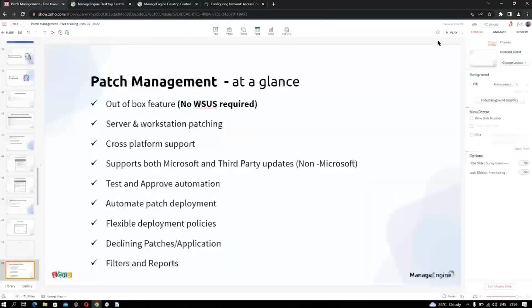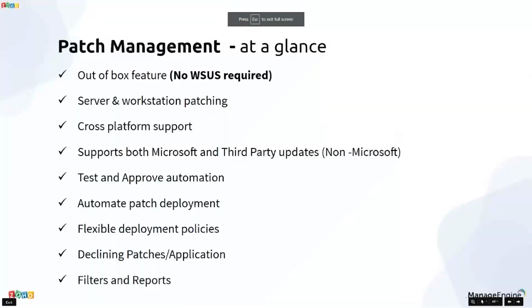Going back to the presentation, patch management at a glance or an overview. So our product is independent of WSUS. So we have our own detection mechanism to identify the updates, download them from the vendor sites, and have them installed on the endpoints. And it's a cross-platform product where we support Windows, Mac, Linux, and third-party application patching.